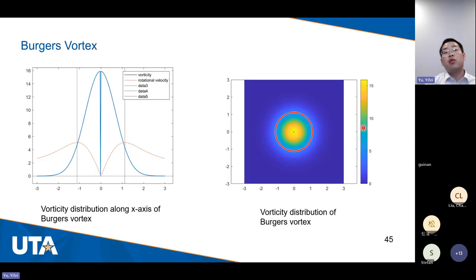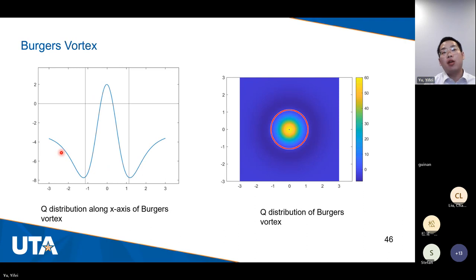I guess you are more interested in comparing the methods. So the orange line is the velocity distribution. So the maximum reaches here. I add these two black lines to show the boundary. So again, vorticity shows obvious non-zero positions.